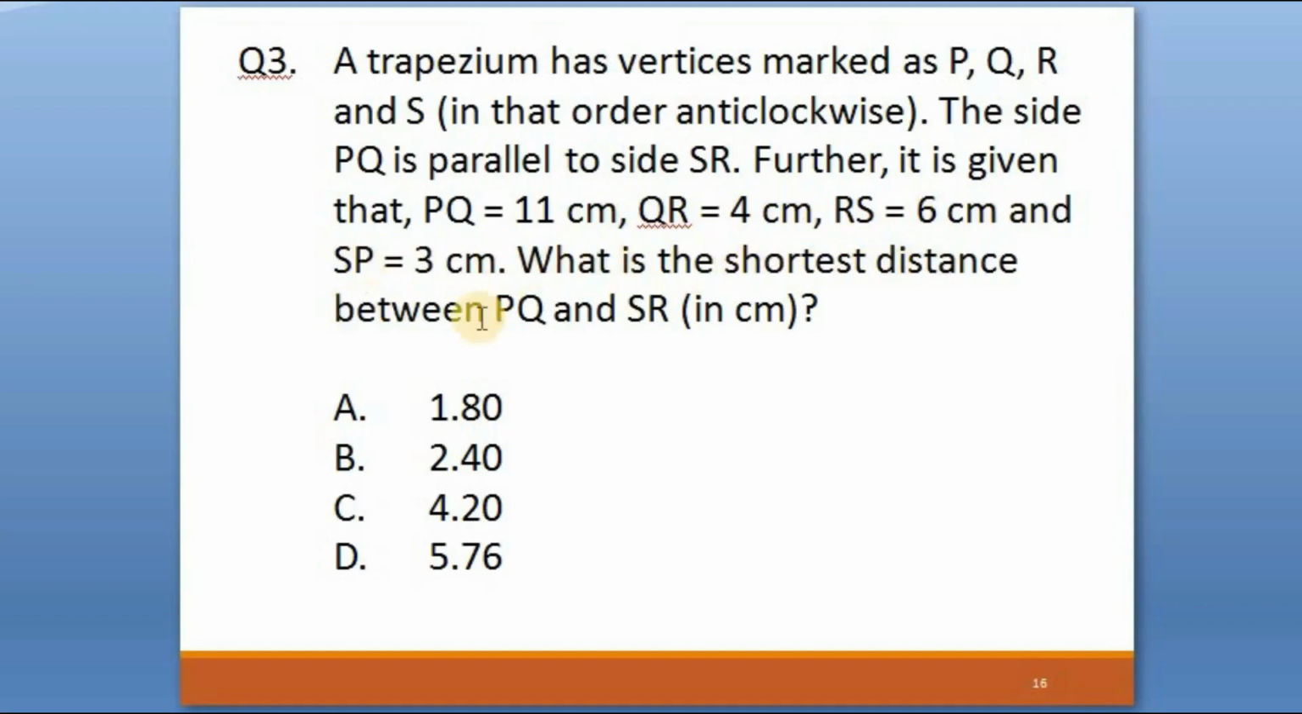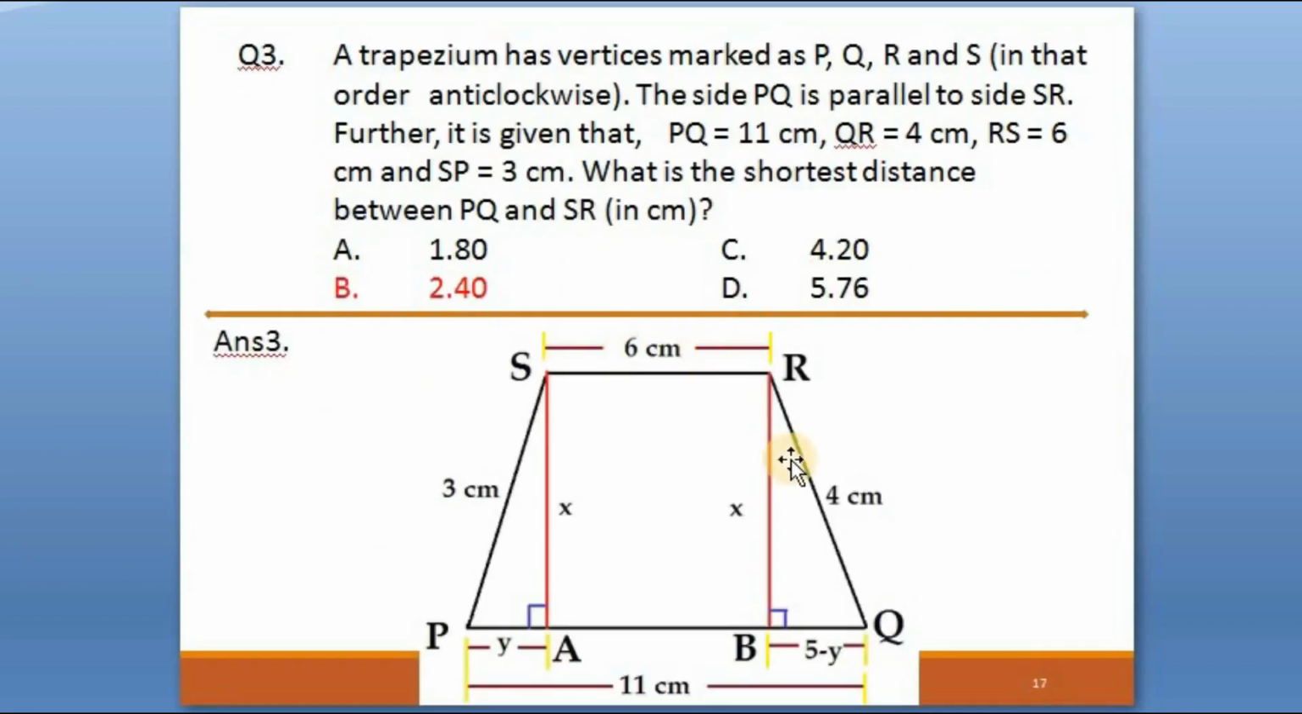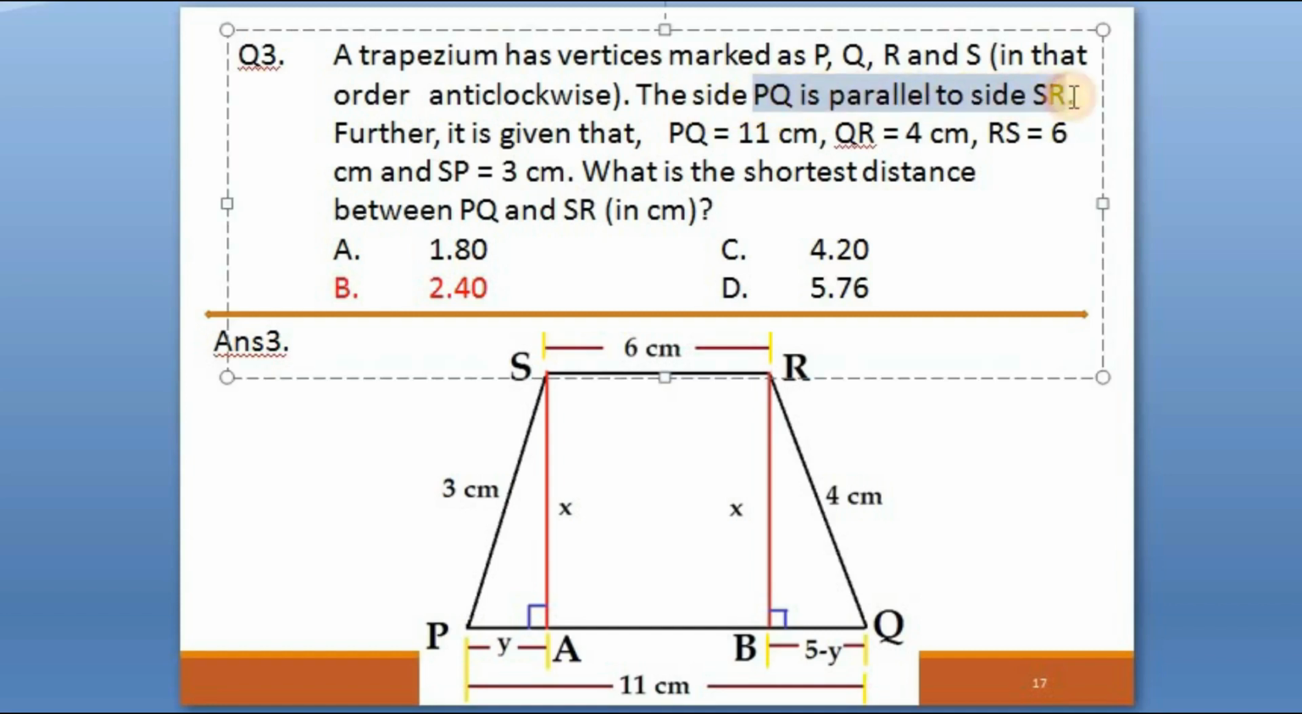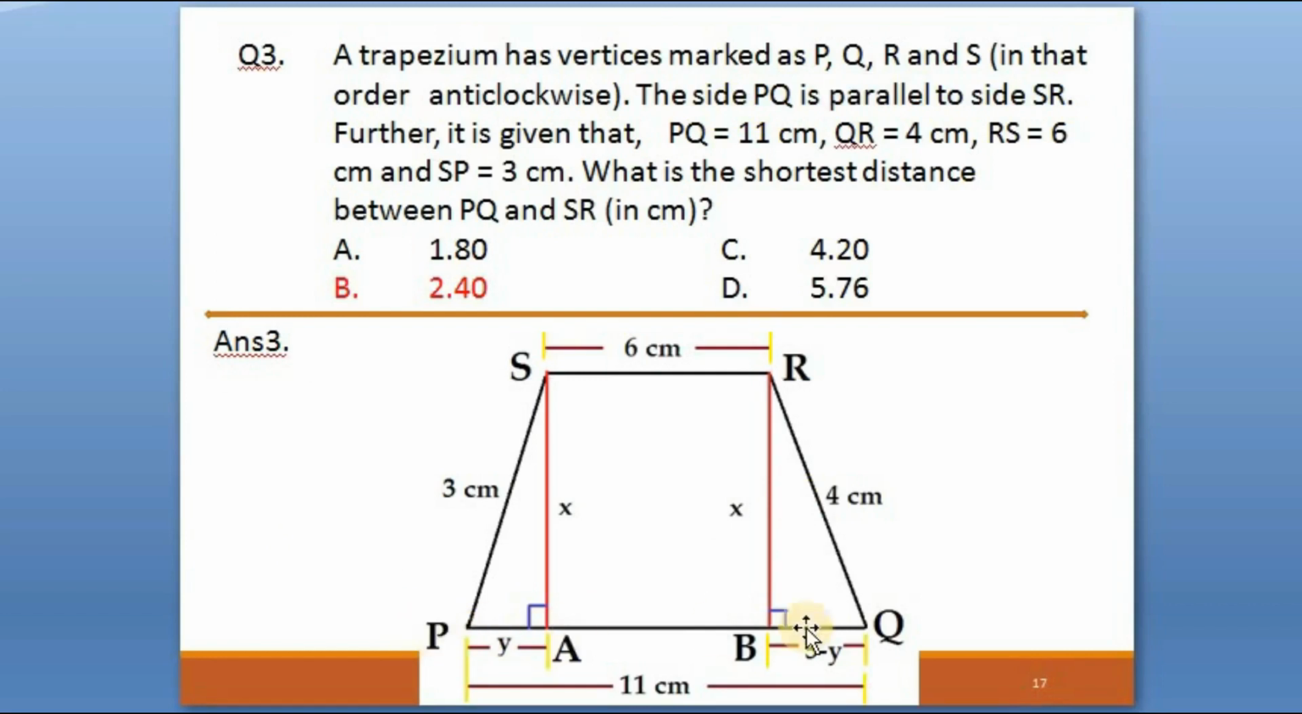So first of all, we have to proceed with the desired shape actually. So we will try to make one diagram out of this statement. So the condition is given that PQ is parallel to SR. So as you see on the screen, PQ is parallel to SR, right? Because it is a trapezium, two sides are parallel. And since PQ is given as 11 centimeter, so PQ is 11 and QR is 4.